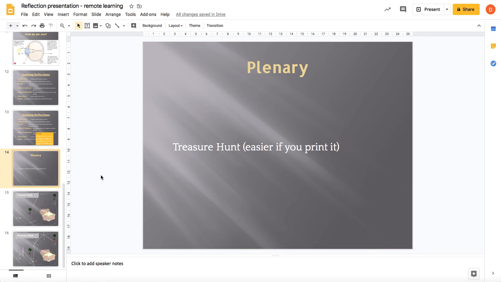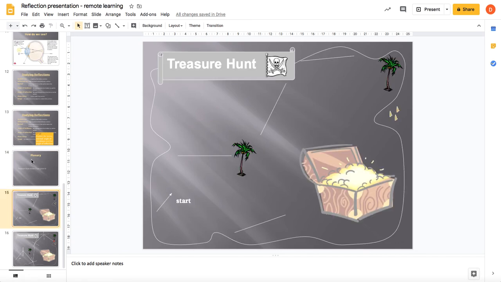And here I have a little exercise for you. The answer is on slide 16, but have a go at this. I've said here, it's easier if you print it. This is where the light's coming in. We want the light to get to here. So we want to mark in how the light behaves. Okay, so take a look at the treasure hunt if you can.